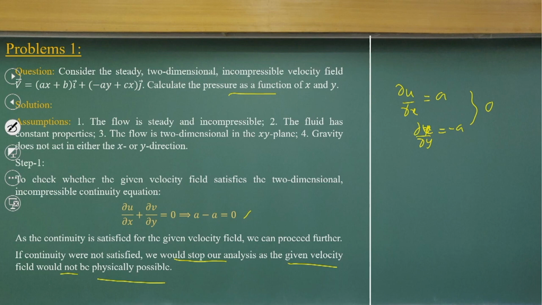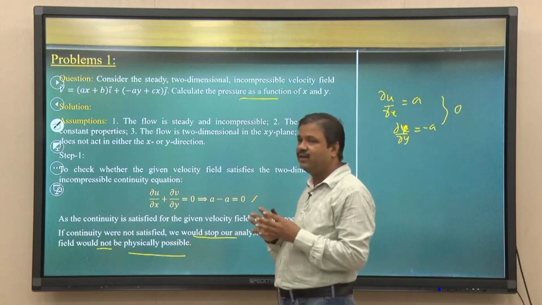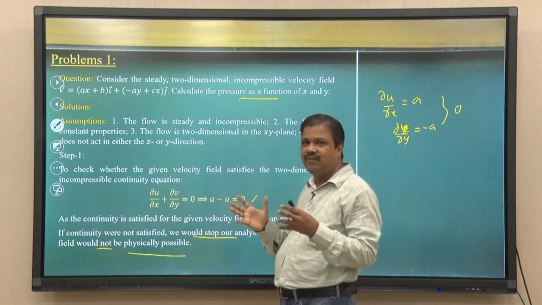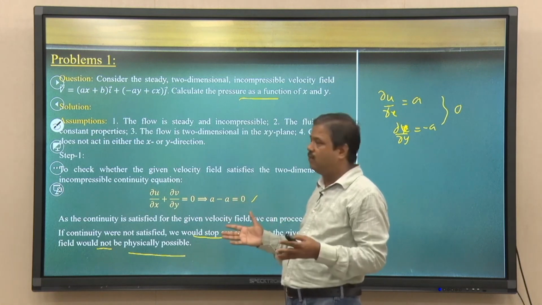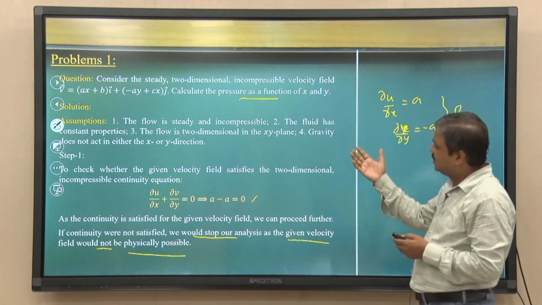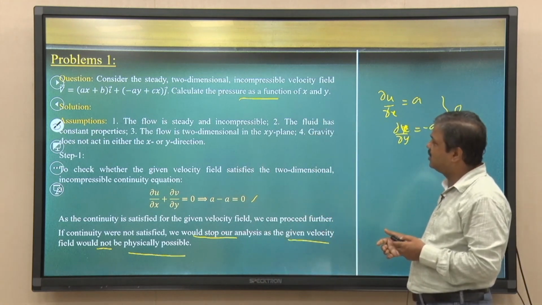What I want to emphasize is that this is not a mathematics problem, it is a problem of fluid flow. So, the first and foremost requirement for us to get the pressure field is that the continuity equation should be satisfied. If not, then you need not compute the pressure field, because it does not represent that flow field. So, that is the idea, you should understand it.